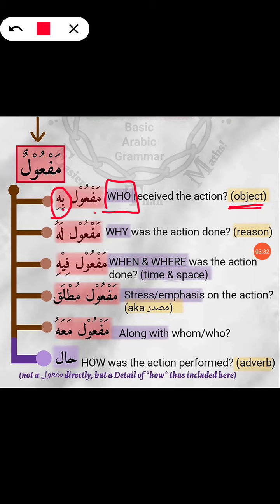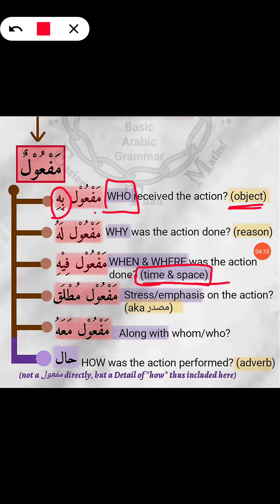Then maf'ul lahu, why was the action done? Reason. So why did I read the book? Did I have an exam the next morning, or was I getting bored? Then next, maf'ul fihi. Now this is about time and space. So where did I read it? Space. I read it in my room. Then when did I read it? Nighttime. So when and where was the action done? That is maf'ul fihi. Once you inshallah get done with the prepositions, then all of these terminologies are going to make sense to you automatically.